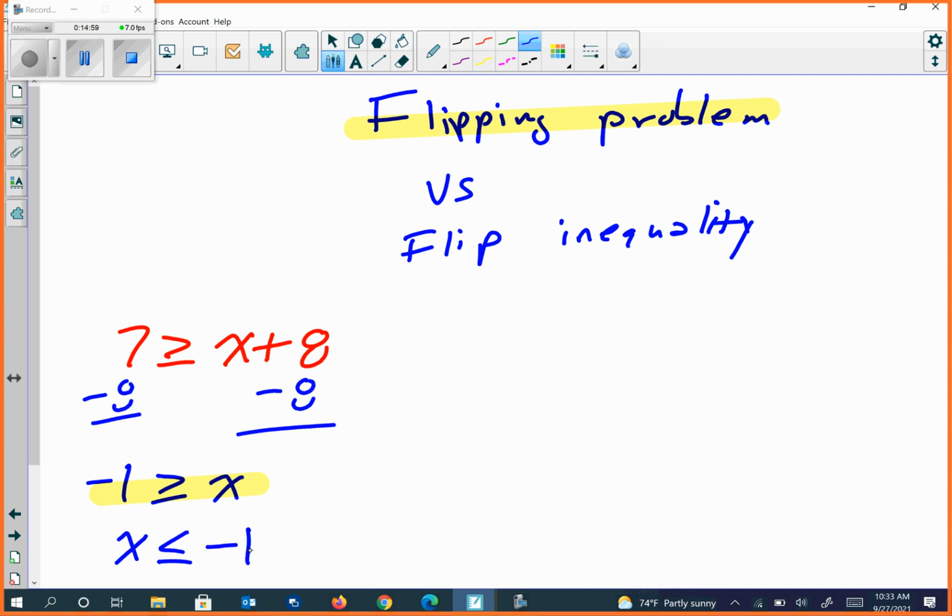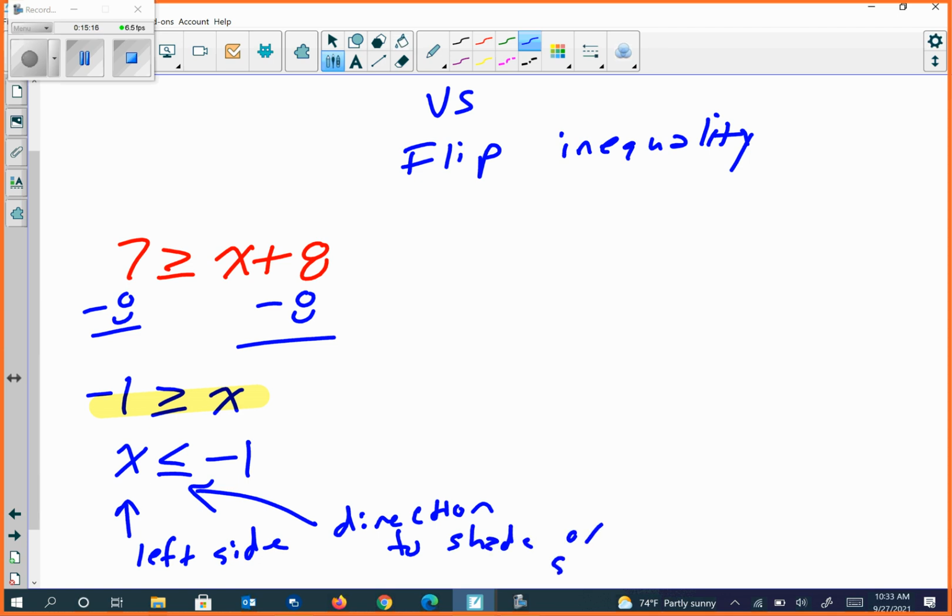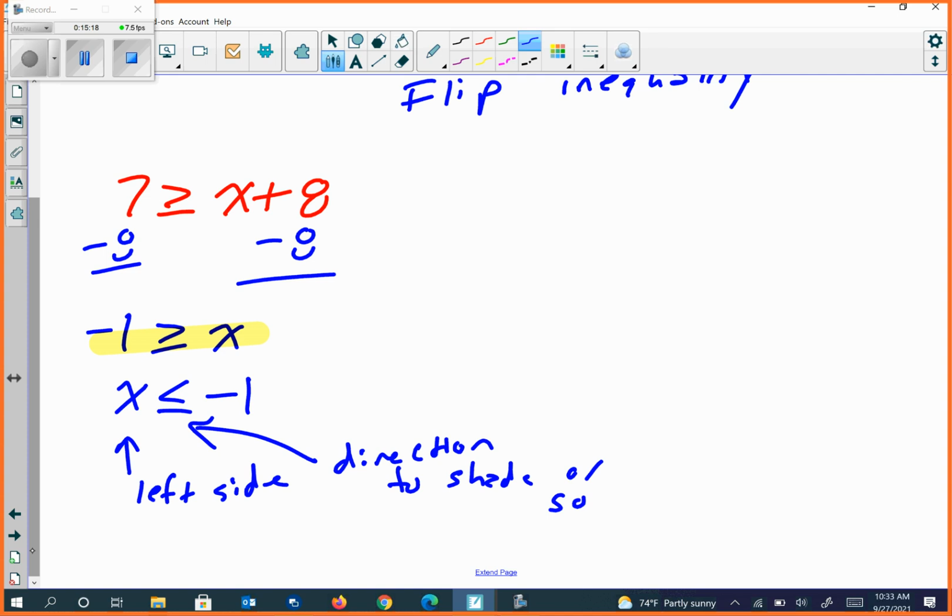If my variable is on the left side, then this says direction to shade or go. Okay? So this would, as interval notation, go to negative infinity up to -1, hard bracket on the -1 because I have that. Okay, so there are times you might solve a problem and you wind up, you have your x or whatever letter you're solving for is on the right side.